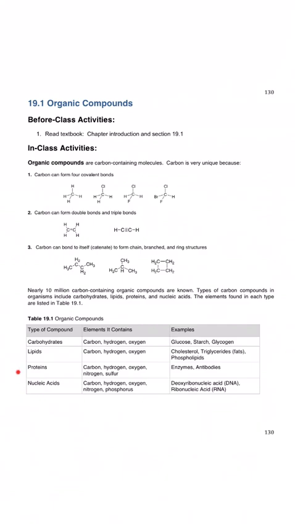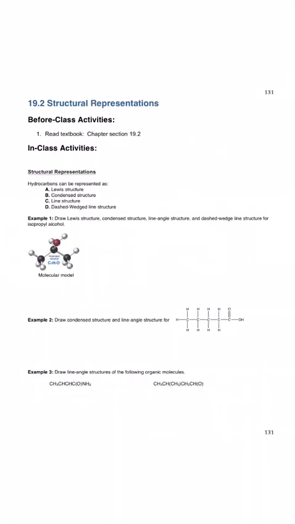Here are example types of carbon compounds in organisms, including carbohydrates, lipids, proteins, and nucleic acids. And again, the reason why these molecules are called organic compounds is because they mainly contain carbon atoms. Next, we will take a look at the structural representation of organic compounds. The 4 representations that we will take a look at are listed here.